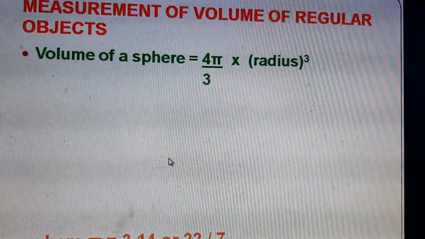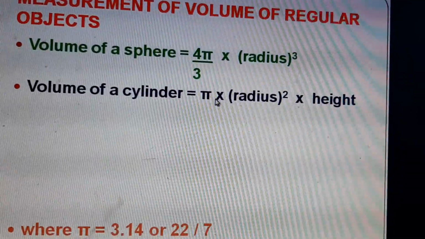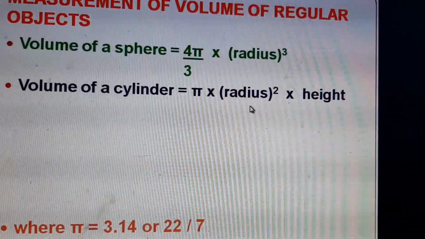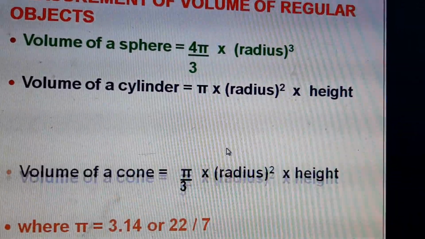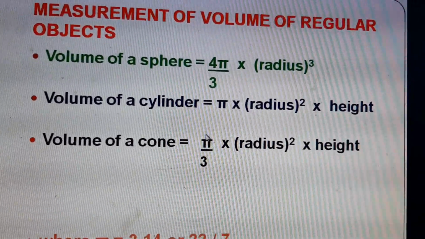Now next is the volume of a cylinder. If you get a cylinder, you can use the formula pi r square h, where r is the radius and h is the height of the cylinder. So it is pi r square h. Next we have volume of a cone. So what is the volume of a cone?